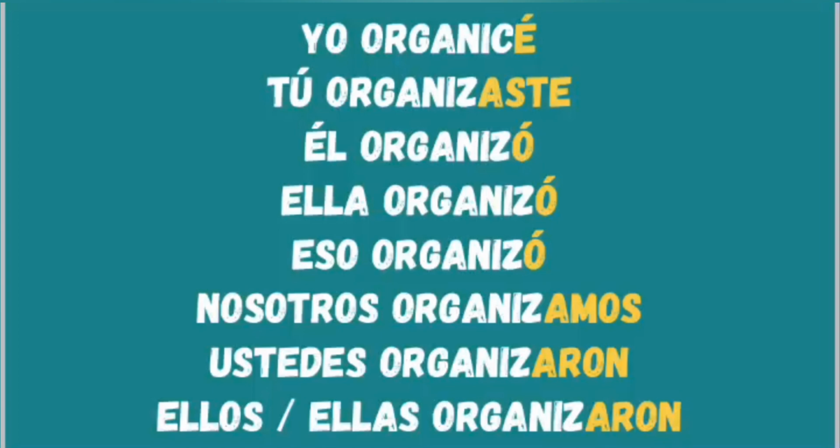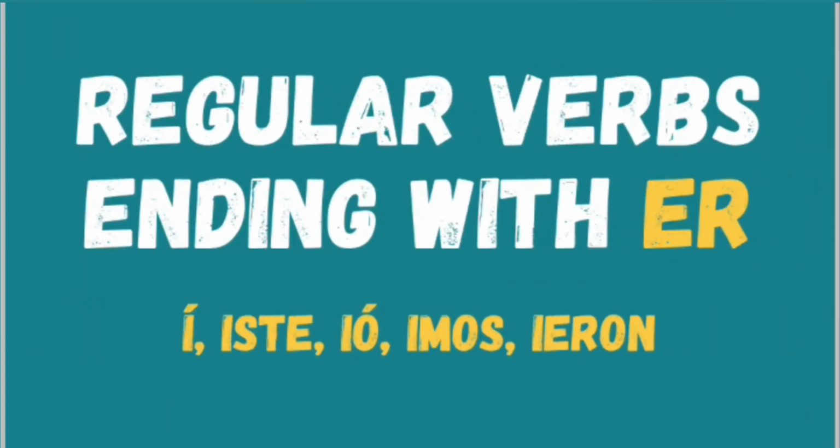Nosotros organizamos. If you want to say you organized in the plural form, then you have to say in Spanish, ustedes organizaron. Ustedes organizaron. And if you want to say they organized, then you have to say ellos organizaron. Okay, they organized. Ellos organizaron if you're talking about a group of boys, or ellas organizaron. Ellas organizaron if you're talking about a group of girls, okay?